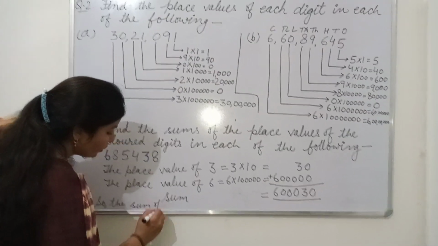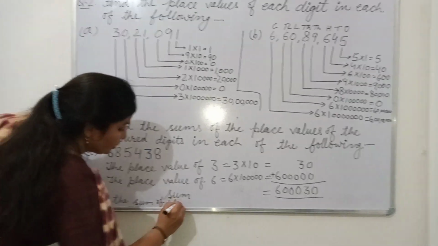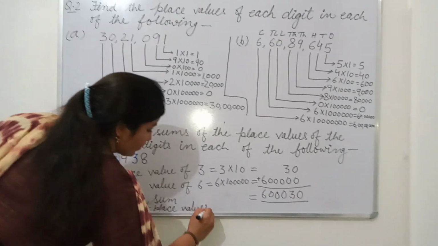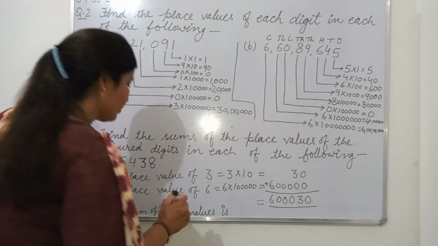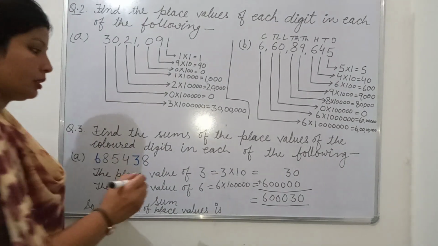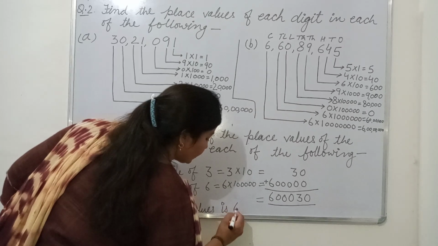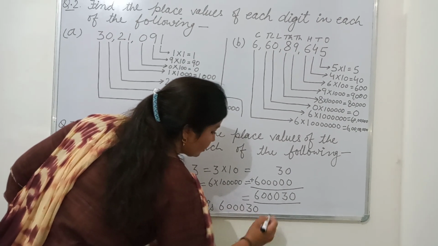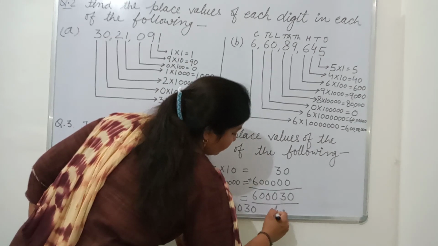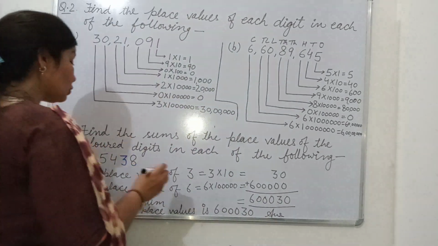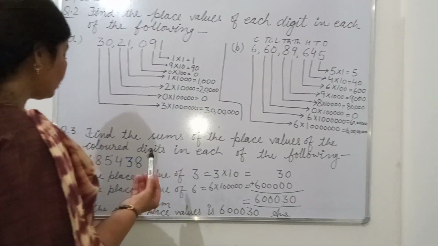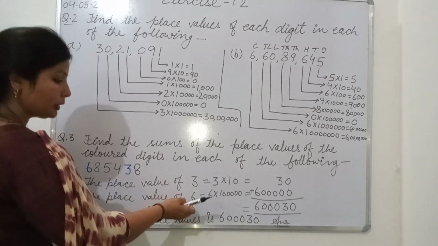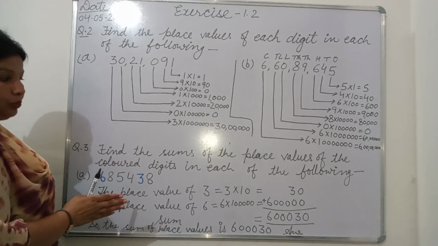of place values is 6 lakhs 30. So like this you can write. So that's your answer. Okay. If you want to write the place value of 6 on top and the place value of 3 below, that's also something you can do.